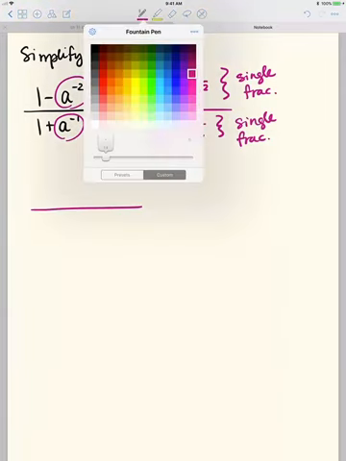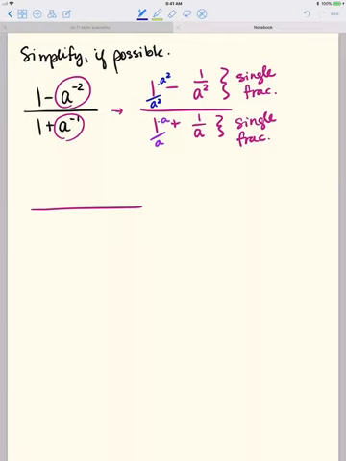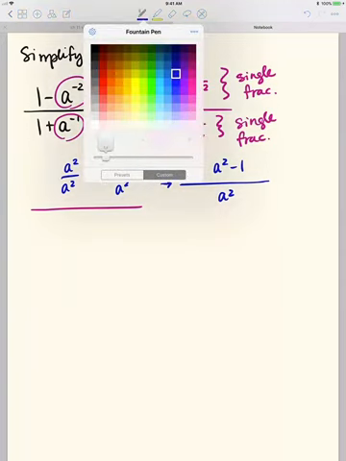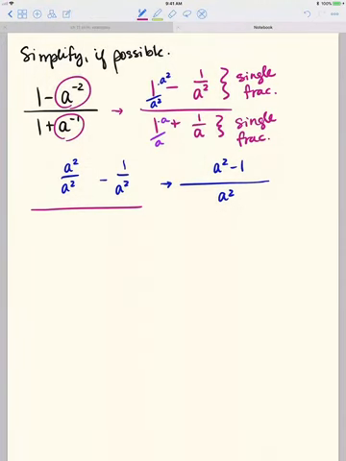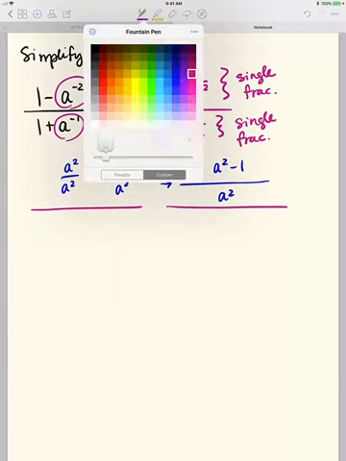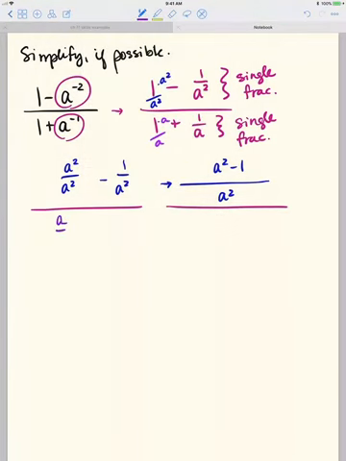So what you have, going back here for the numerator, is a squared over a squared minus 1 over a squared. So we get a squared minus 1 over a squared. And then for the bottom, we have a over a plus 1 over a. So that becomes a plus 1 over a. And now we have single fraction divided by single fraction.